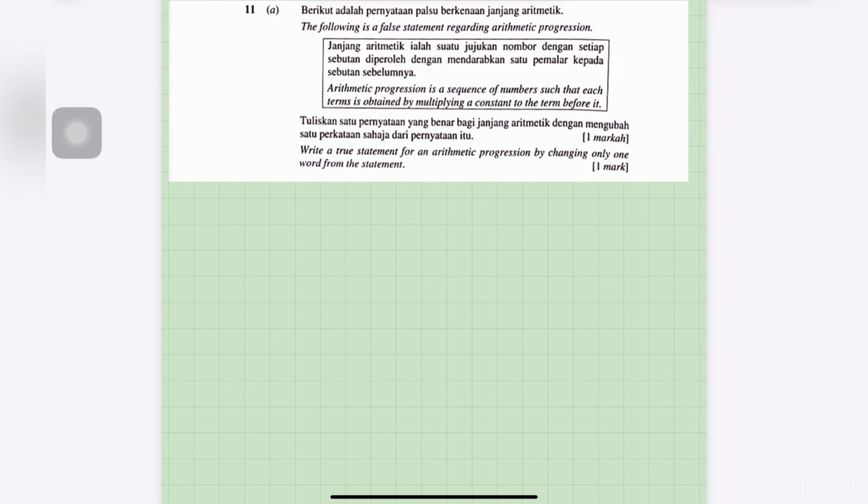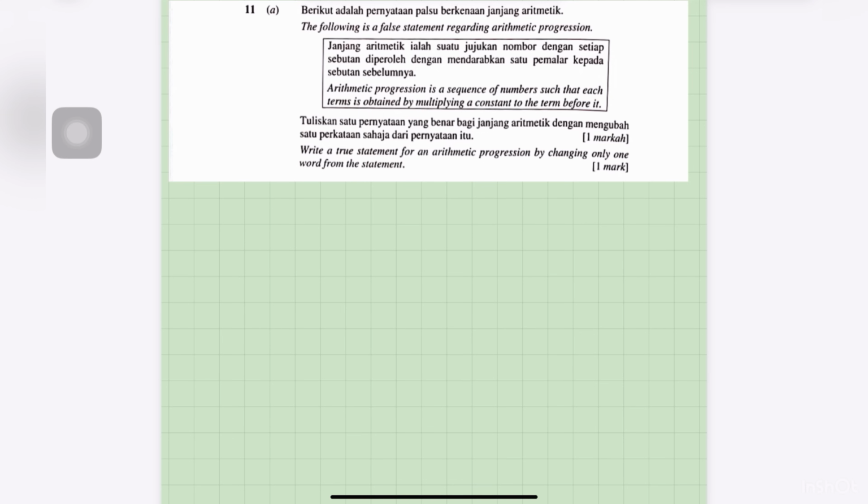11a, the following is a false statement regarding arithmetic progression. Arithmetic progression is a sequence of numbers such that each term is obtained by multiplying a constant to the term before it. Write a true statement for an arithmetic progression by changing only one word from the statement. Okay, so arithmetic bukan multiply kan? So kita kena apa kalau arithmetic? Kita kena add kan?